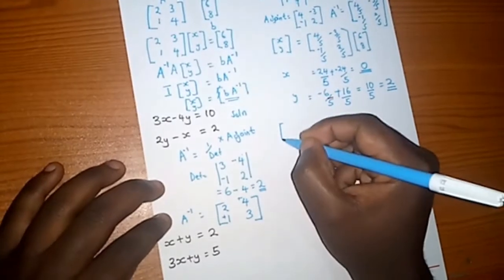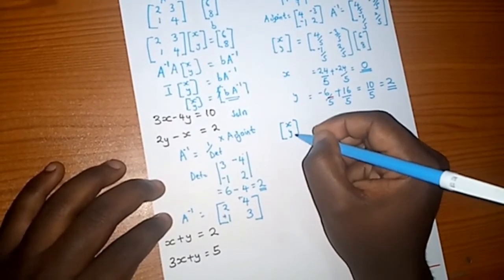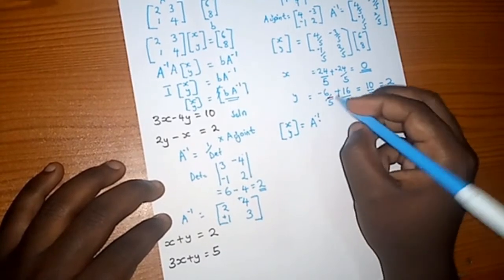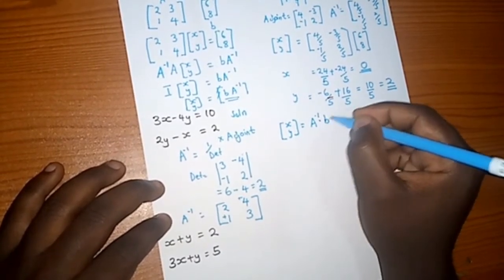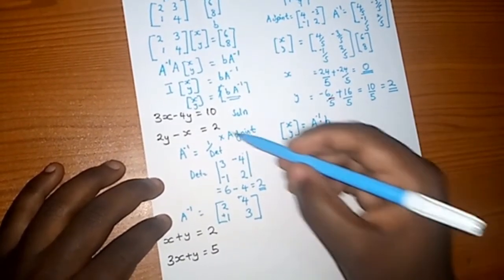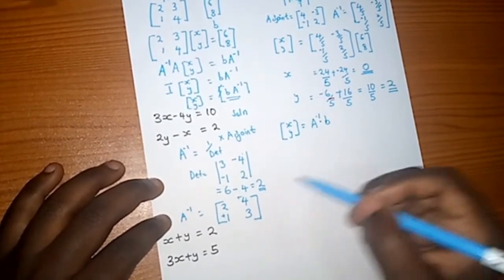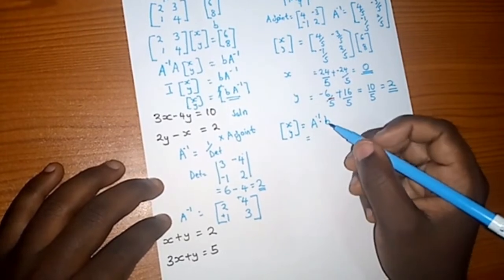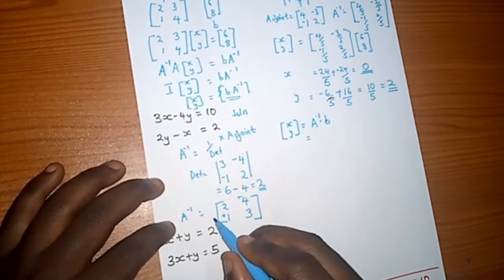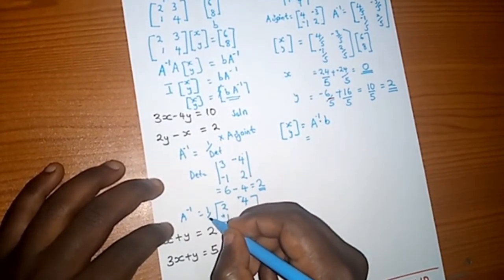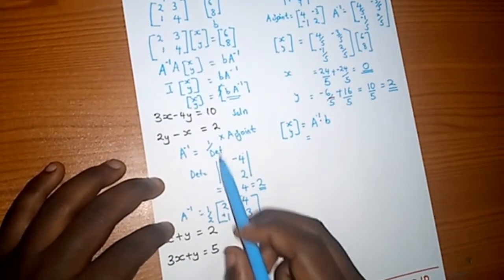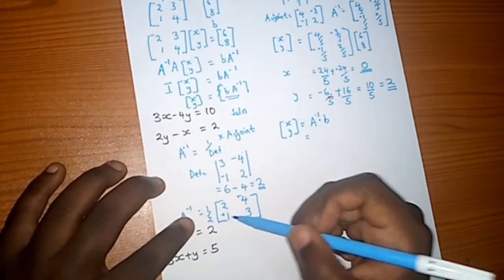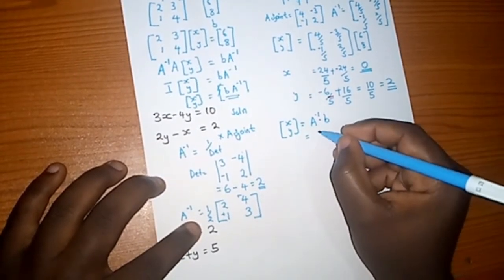So my value of x and y is A inverse times the B. My A inverse for this case is here, and my B is 10 and 2. So my A inverse, I multiply this by 1 out of 2, because it is 1 out of determinant times adjoint. So my A inverse for this case is this equation here.